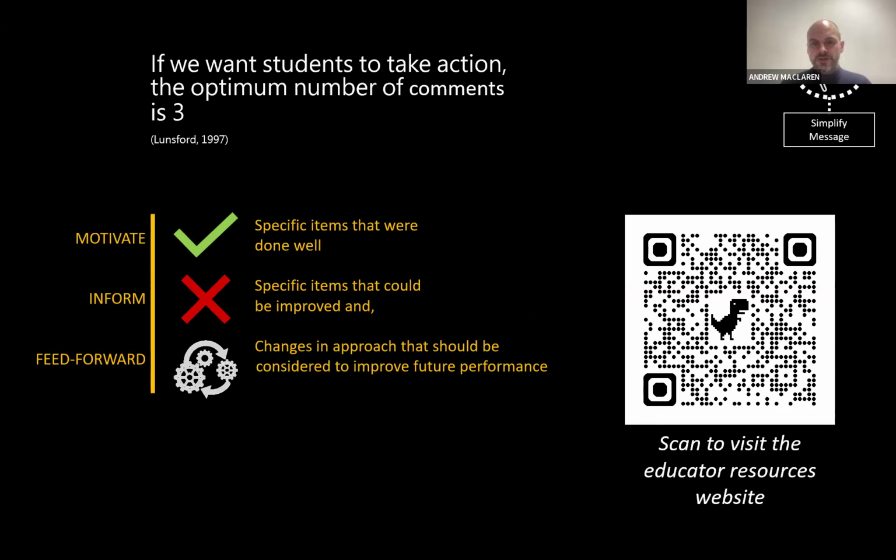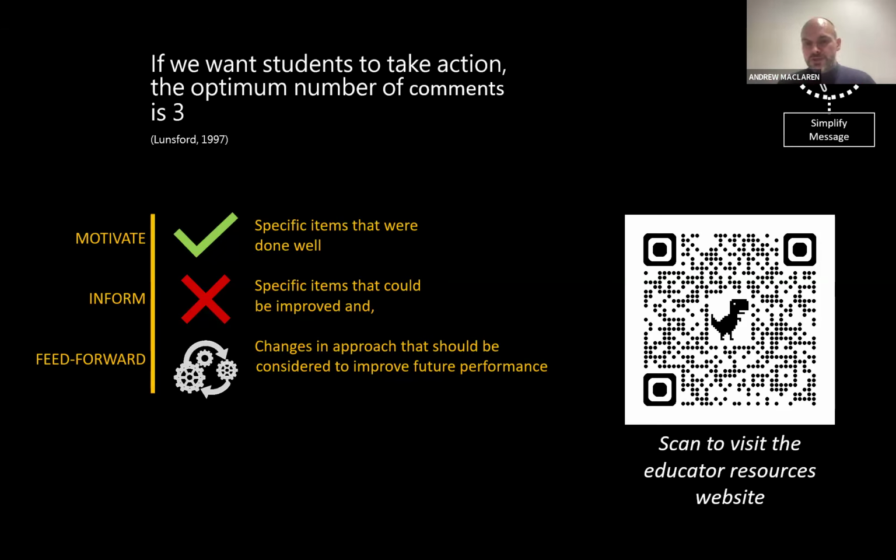We start with a motivational comment. So we motivate with the first comment, identifying the things that were done well in the work. We inform with the second comment, which highlights areas of improvement, and we make sure that we finish with a feed forward comment, highlighting how anything from this work, in particular the stuff that has already been mentioned, could be considered, focused upon and reused, to improve performance in future assessed work.